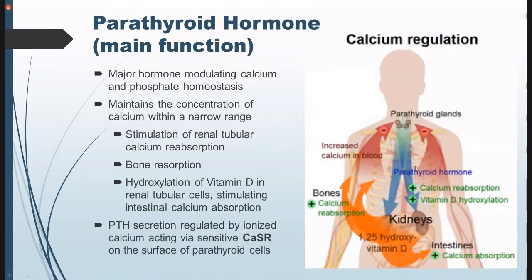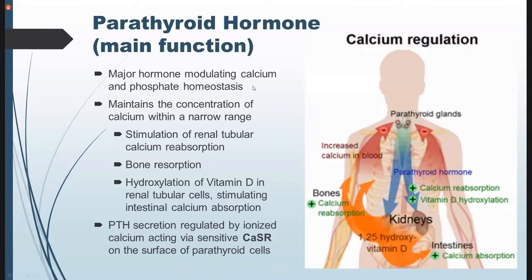So the main function of parathyroid hormone is calcium regulation. As you can see here in the figure, it is responsible for increasing calcium reabsorption from the gut, along with vitamin D hydroxylation in the kidneys, which again helps in calcium absorption from the intestines. And then that calcium is utilized in the bones and in the different functions in the body. And then to maintain the serum calcium in the blood in homeostasis, the parathyroid hormone plays its role.